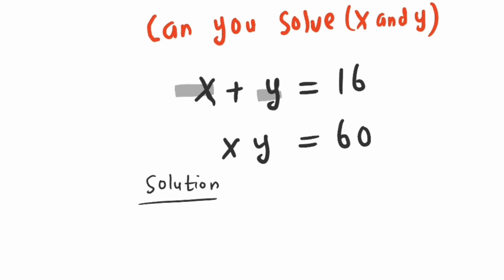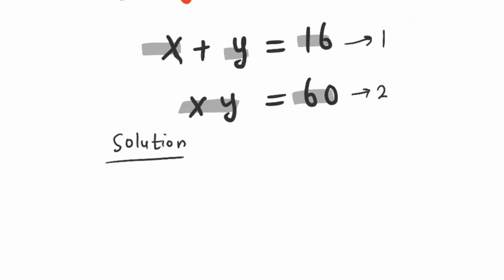Solution. x plus y is equal to 16. Let us call this equation 1. Then xy is equal to 60. Let us call this equation 2. Now let us quickly solve this in two different ways and pick the simplest method.